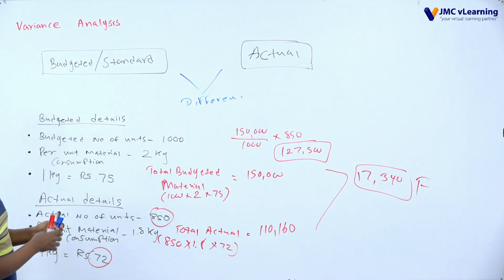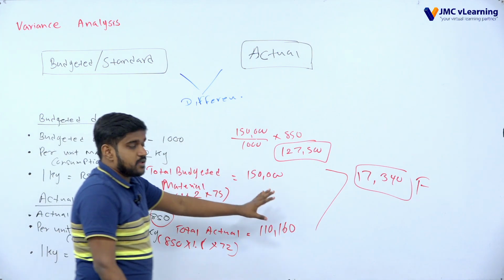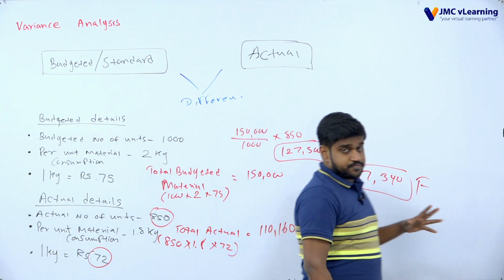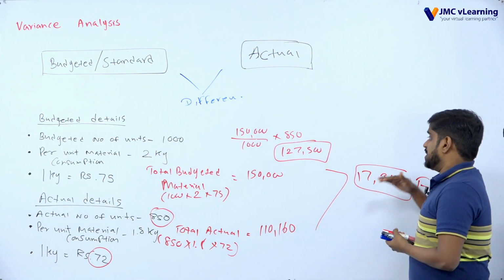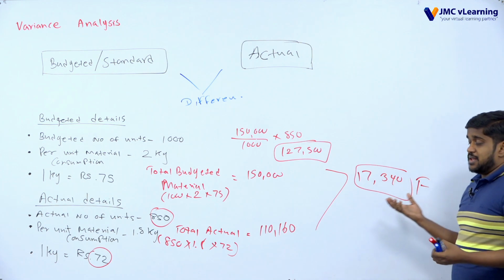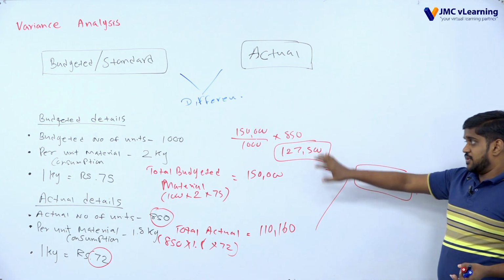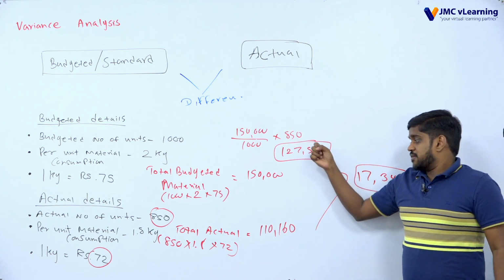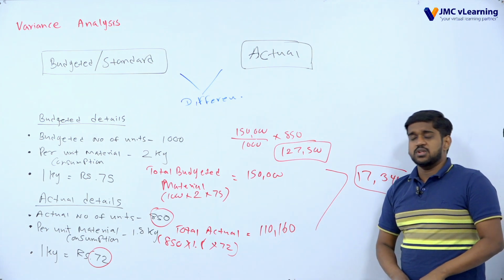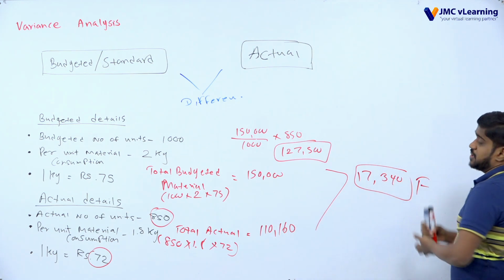Actually, identifying this variance is simple, but this is the main variance that we can identify by comparing our flex budget with actual budget. But actually we can further analyze this difference.